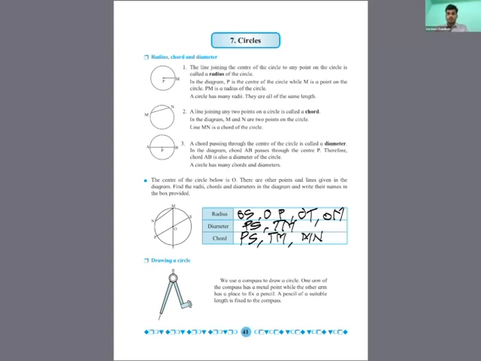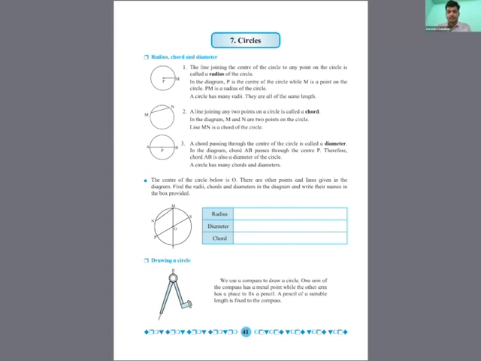So here we learned today about the circle. What is a circle? We saw the parts of a circle: the radius, the center of the circle, the circumference, the chord of a circle, and the diameter.